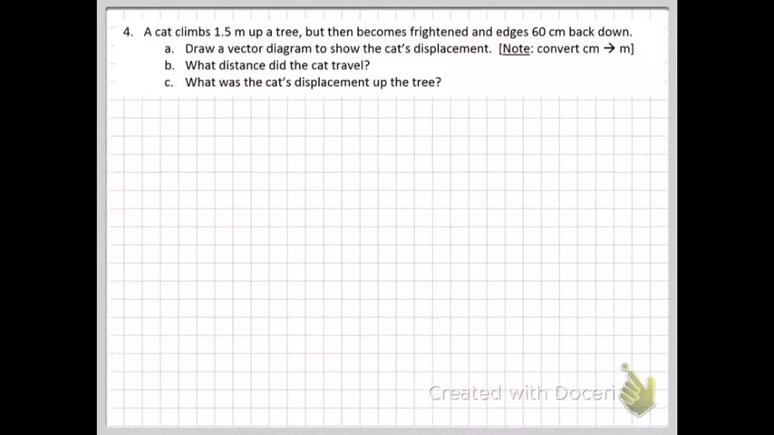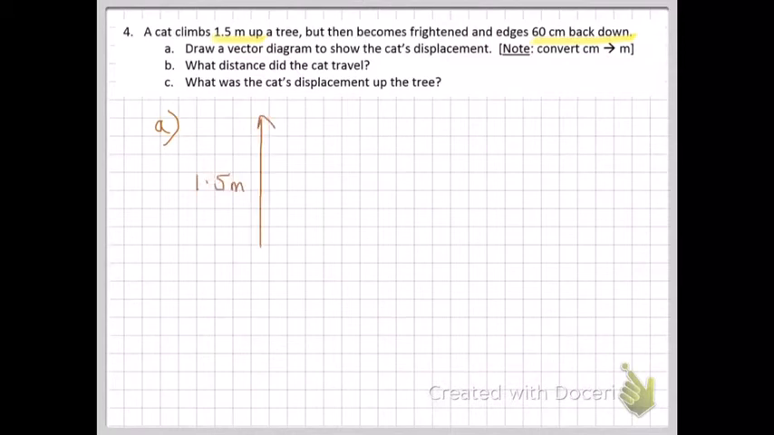A cat climbs up a tree, a distance of 1.5 meters, and then becomes frightened and edges 60 centimeters back down. Alright, so we need to draw what's called a vector diagram. Remember that vectors are drawn using an arrow. The length of the line indicates the size or magnitude, often to some scale, and the arrowhead indicates the direction.